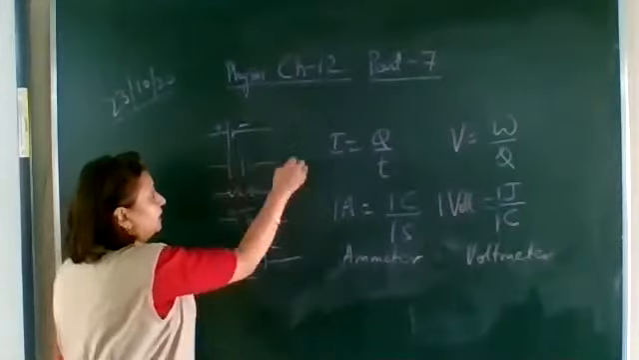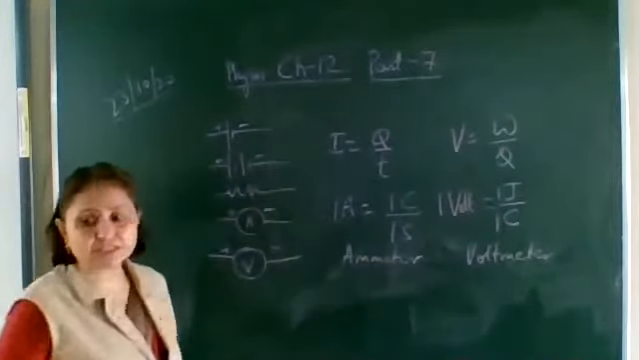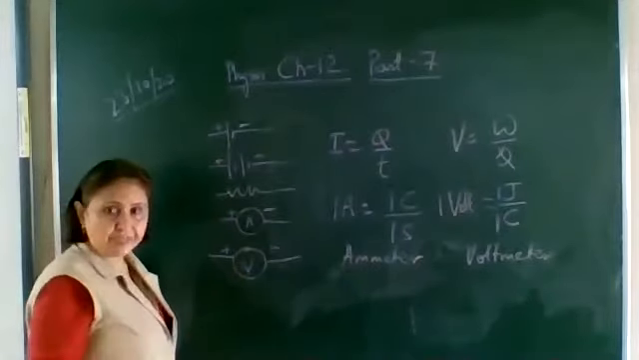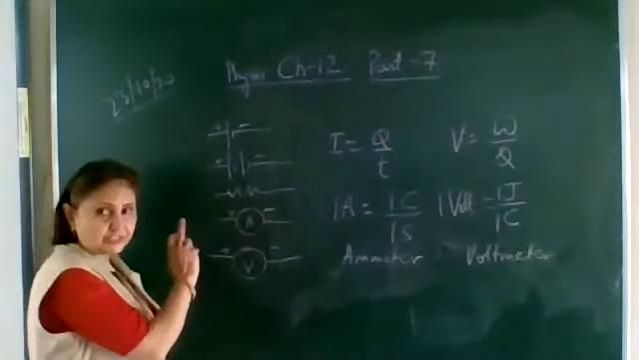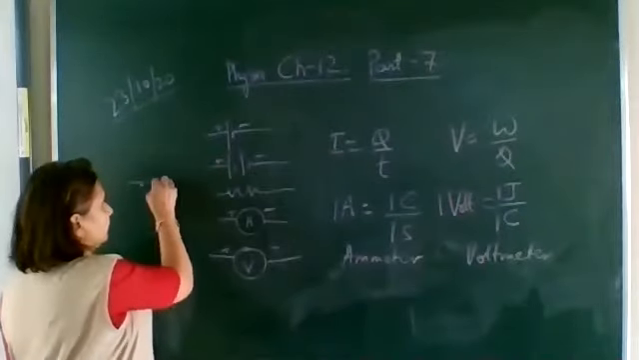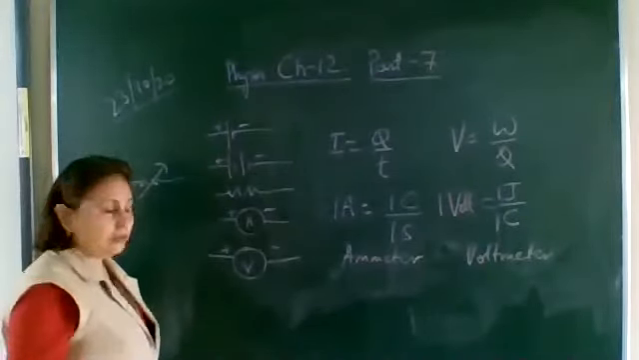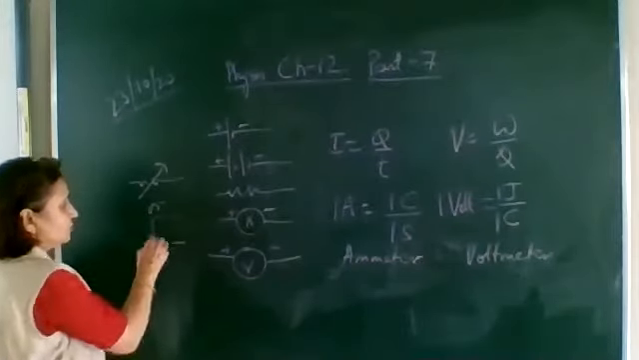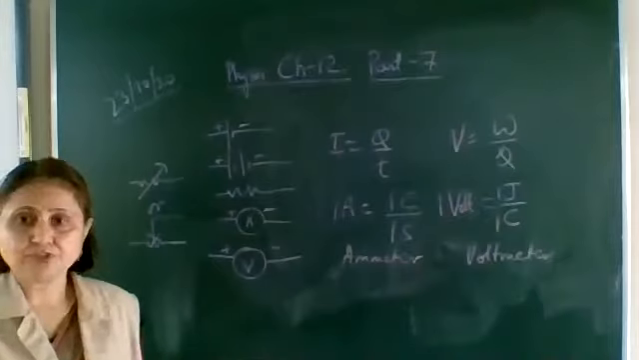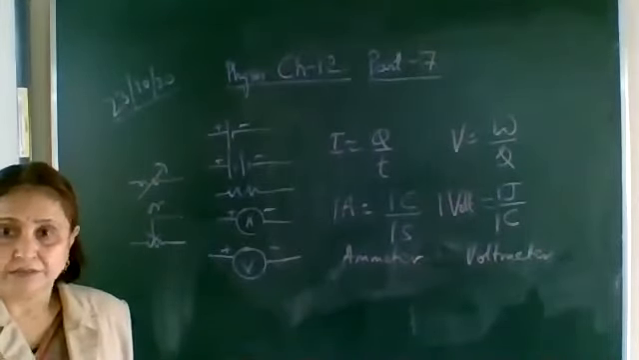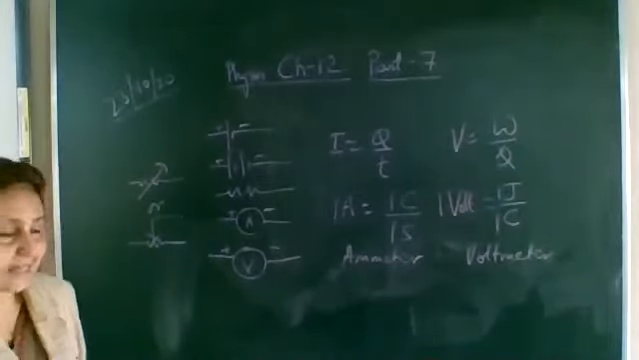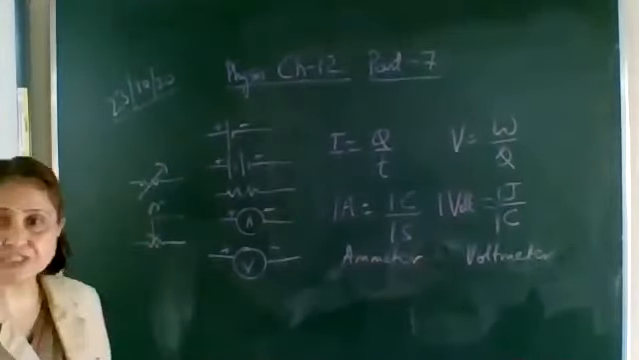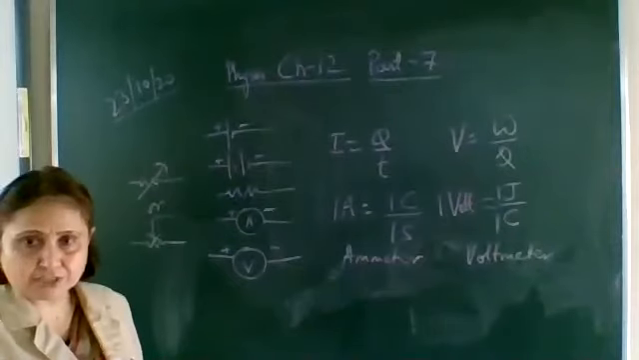A battery is a number of cells connected in series. A rheostat is a variable resistance. This is a fixed resistance. A variable resistance has an arrow over it, or it can be represented like this also, which we call a rheostat. So a rheostat is a device which can change the resistance in the circuit. The variable resistance could be changed by a device which we call the rheostat.